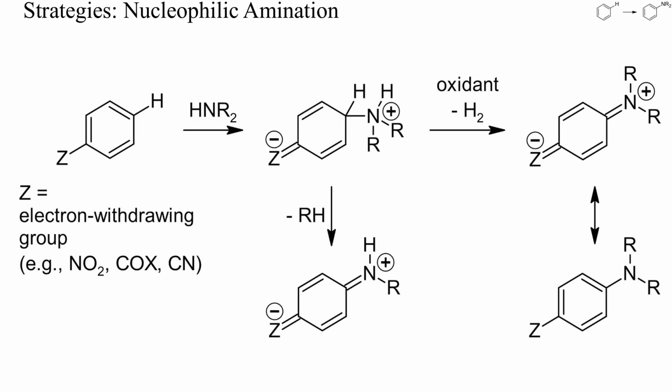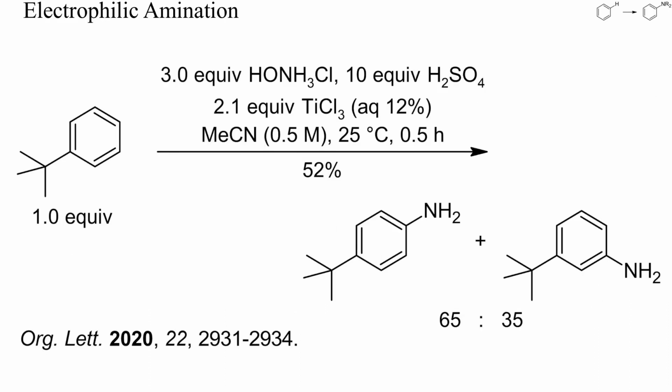Also, nitrogen-centered radicals can add to arenes and yield arylamines. Nucleophilic aminations in the presence of oxidants sometimes also proceed by a radical mechanism, in particular with amides or imides as aminating reagents. Let's have a look at some specific examples.